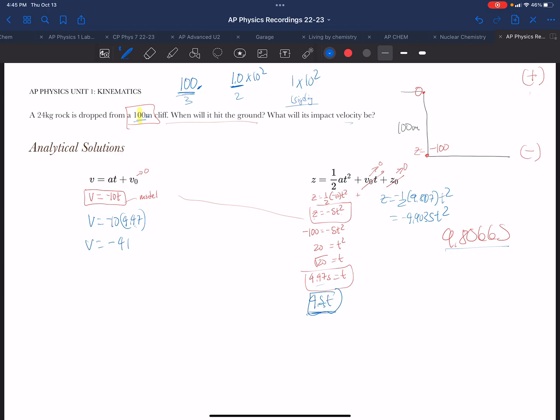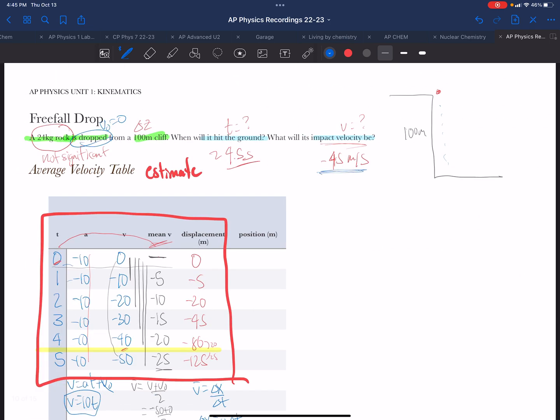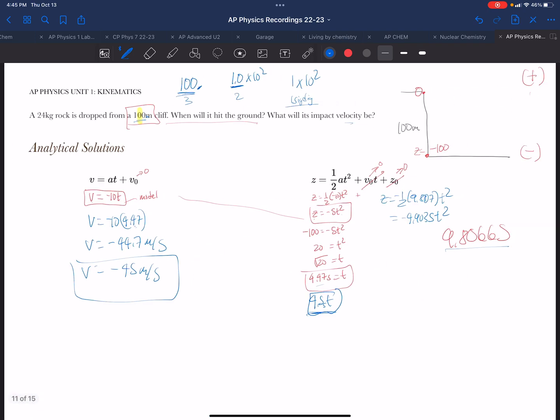So v equals minus 44.7 meters per second, and minus 45 meters per second to two significant digits. Now, if we compare that to our estimate, we had minus 45 and minus 4.5. And notice they perfectly match. The best we could have gotten is another digit. If we did use more decimal places, we might have ended up with 4.47, 4.48, something like that. But that's the process for getting an analytic solution.